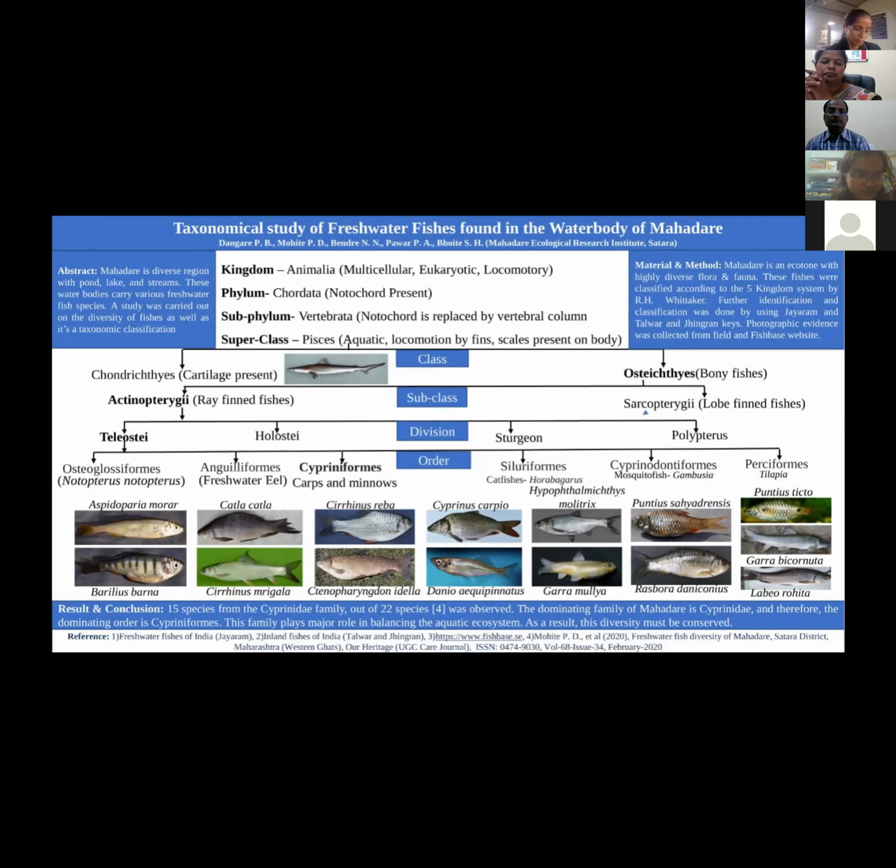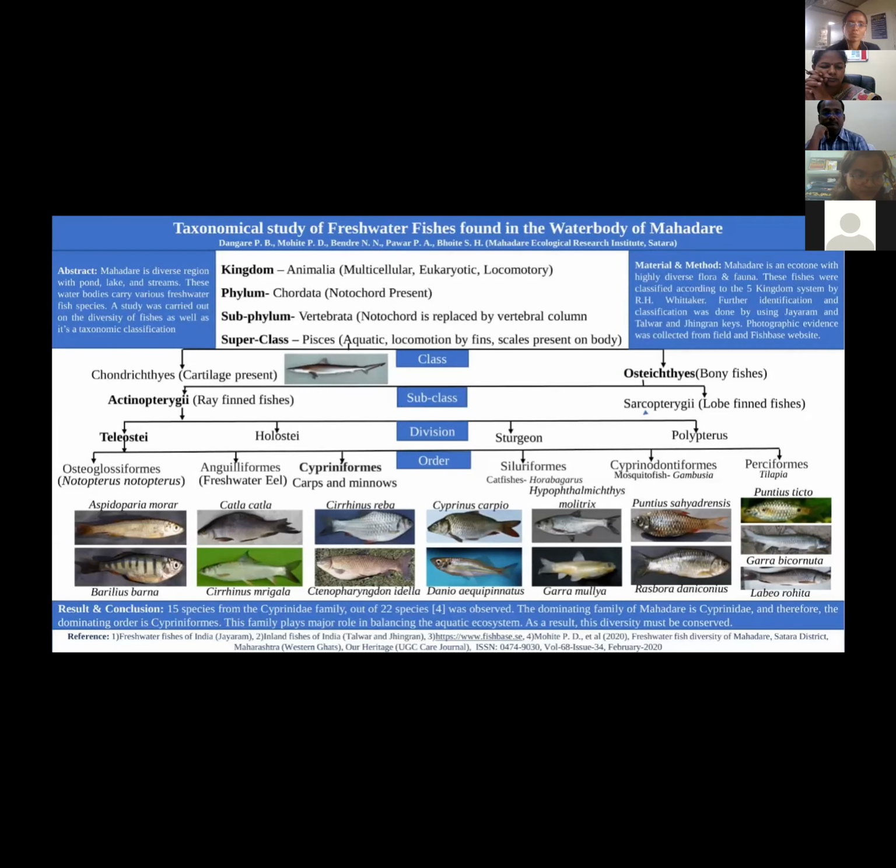The observation of fish was done from August 2021 till January 2022. Fishes which were caught by a local fisherman were photographed and then identified by using keys of Jayaram and the keys of Talwar and Jhingran. The photographs of other fishes were taken from a fish-based website. The study was done with the help of my mentor.